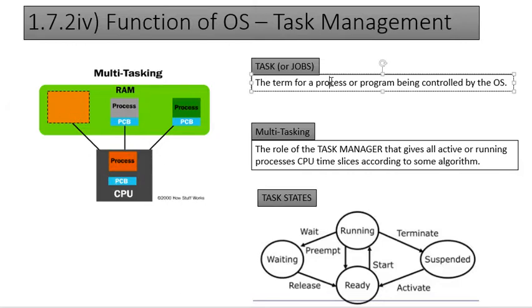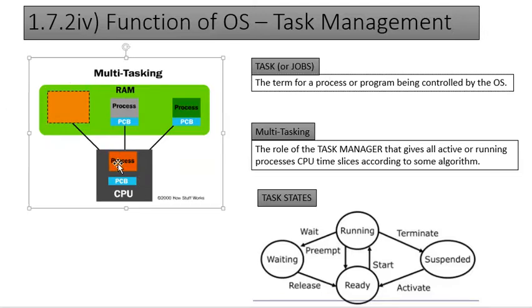The operating system's job is to ensure that each of these tasks, each of these programs that are running, are given a fair slice of computing time. So the orange program will run for a bit, and then control will be passed over to the gray program. It will get some CPU time, and then the green program will get some CPU time, and so on and so forth. Multitasking is the role of the task manager that gives all the active running processes CPU time slices according to some algorithm.